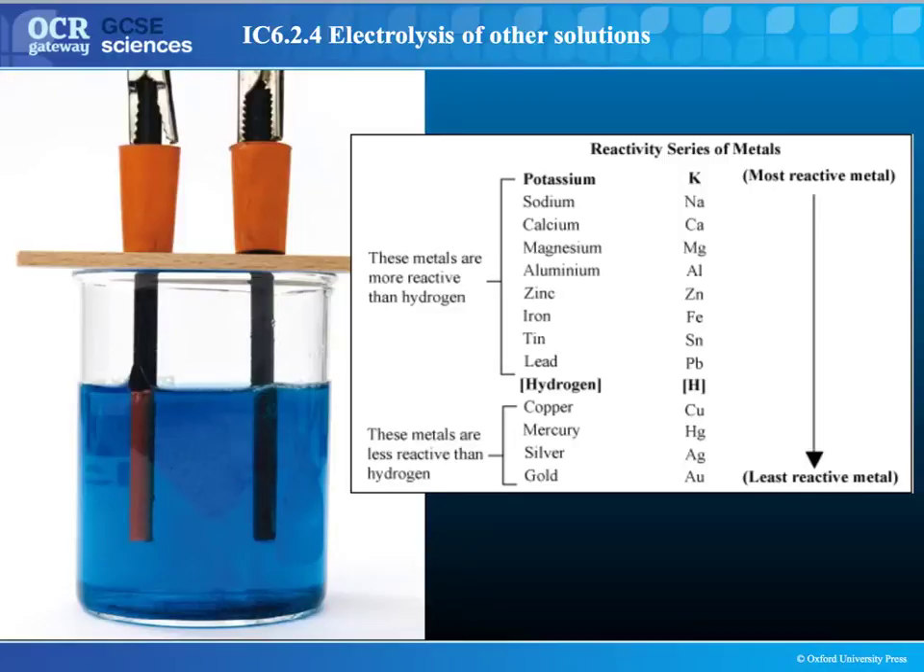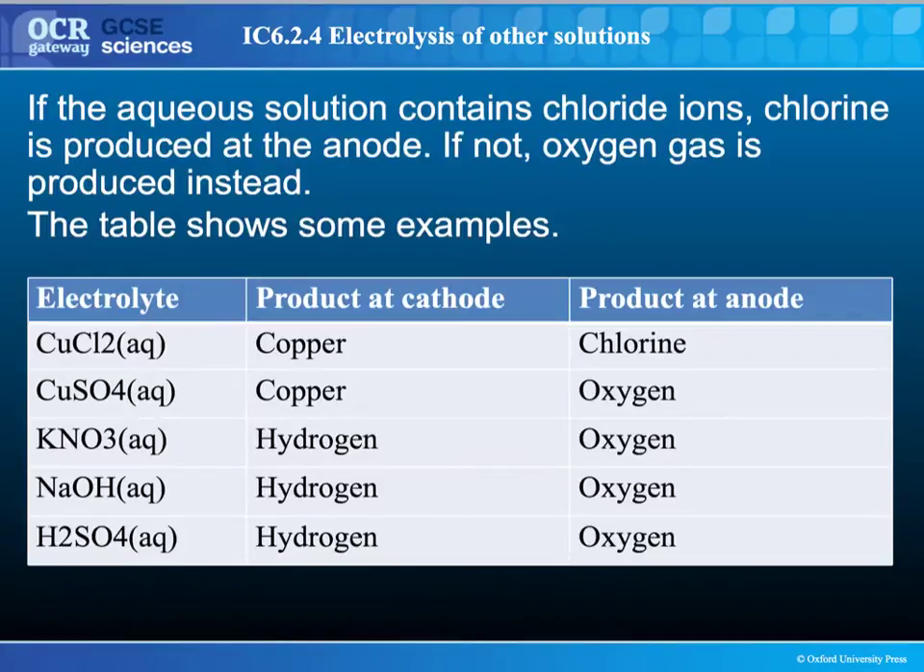That will probably only really apply to, in practice, in exam questions, copper. There's a small chance of them asking you about silver, but in effect, in an aqueous solution, you'll usually get hydrogen formed. There's another rule to remember at the anode, at the positive ion. In an aqueous solution, oxygen will always be formed unless chlorine is present.